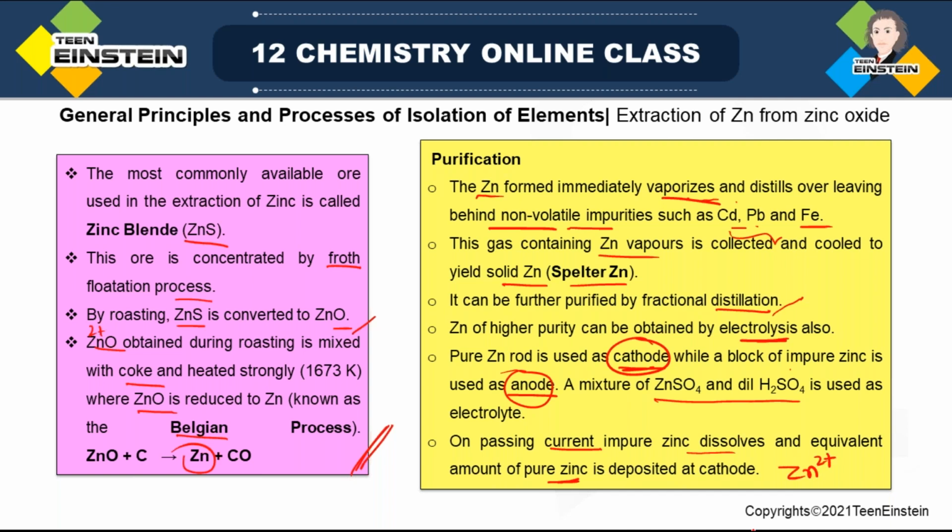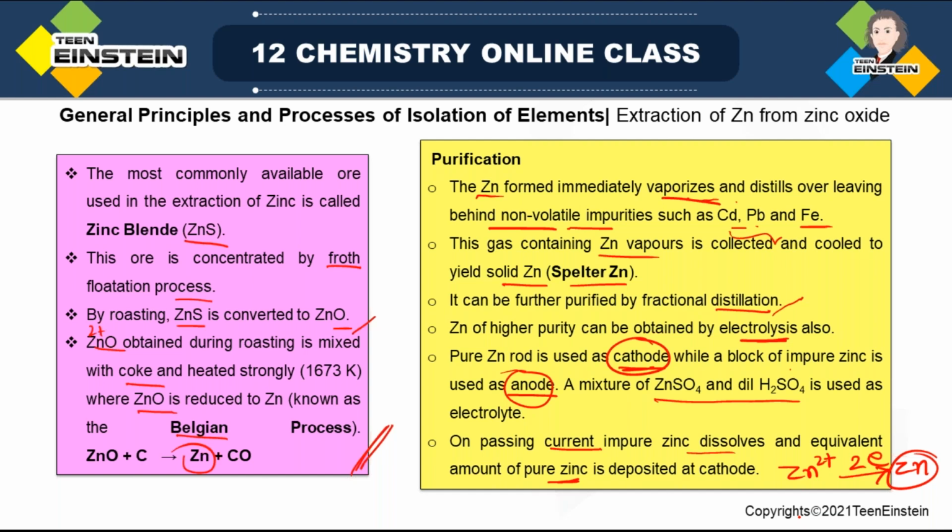So the Zn2+ that we will be getting from anode, that is impure anode, now this Zn2+ will be reduced to metallic zinc. So ultimately what will happen, gradually the pure zinc rod that we have used as cathode, the size will increase because more and more zinc will be deposited on its surface. And also the left hand side anode that we are using will be gradually corroded. Okay, so this is the method of extraction of zinc from zinc oxide.